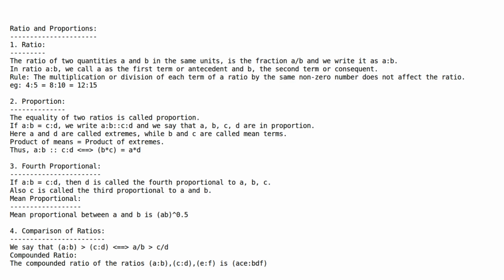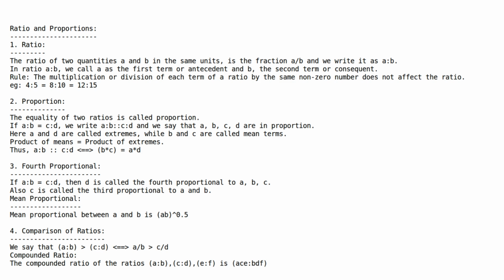Here A and D are called extremes, because both are at the ends, and B and C are called mean terms. The product of means is equal to the product of extremes. That is, B into C is equal to A into D. Hope you understood. That is, A is to B proportion C is to D means B into C is equal to A into D.